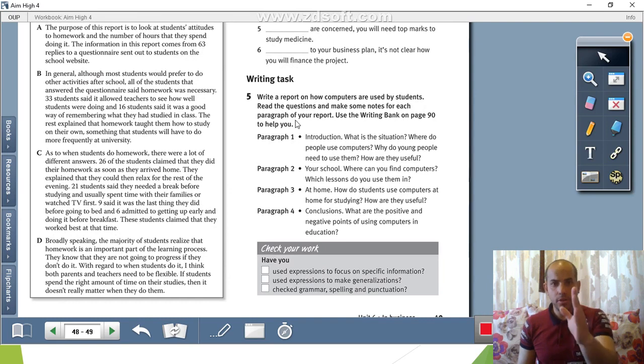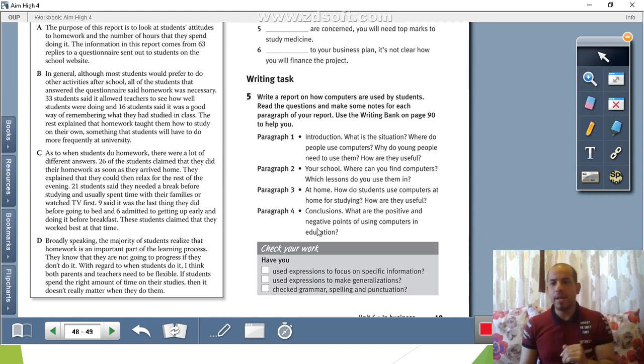Then write a report. So do the previous 2 exercises in your student book, then move to your workbook to solve the first exercise, then move to number 5, write a report on how computers are used by students. Okay, these lines can guide you. The first paragraph should be the introduction, the second paragraph should be about your school, and the question is, where can you find computers and which lessons do you use them in? The third paragraph, at home, how do students use computers at home?